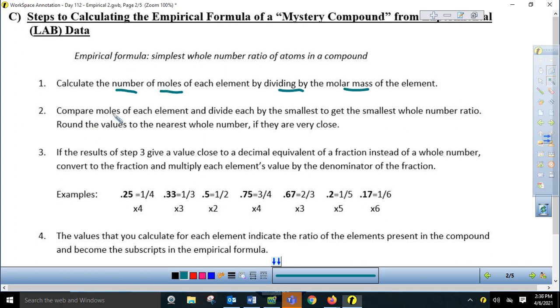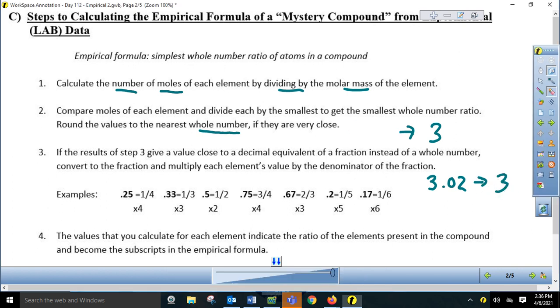Number 2, compare moles of each element and divide each by the smallest to get the smallest whole number ratio. So once you figure out how many moles of each element are present in your mystery substance, whichever one you have the smallest number of, you're going to divide all your mole totals by that one, and this establishes your empirical formula. That's assuming that you end up with a whole number, or it's very close to a whole number. So for instance, if one was like 2.97, that's close enough we could round to 3. Or if you got like 3.02, that's close enough we could round to 3.